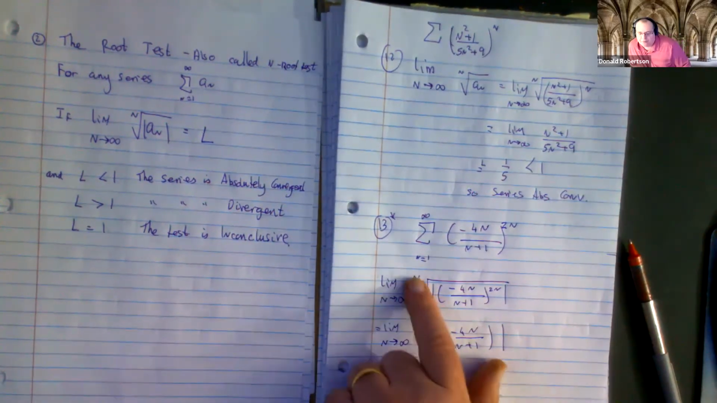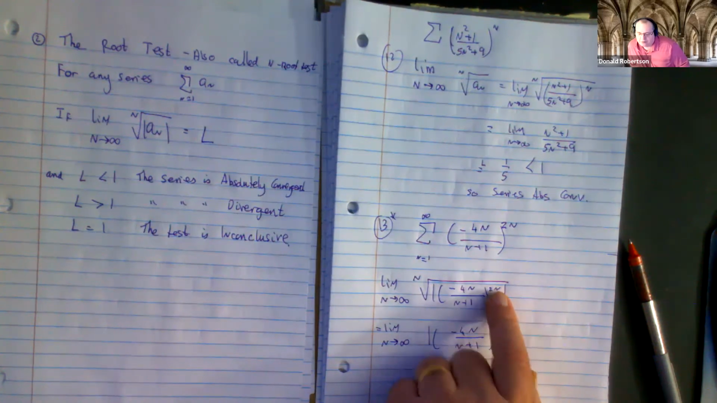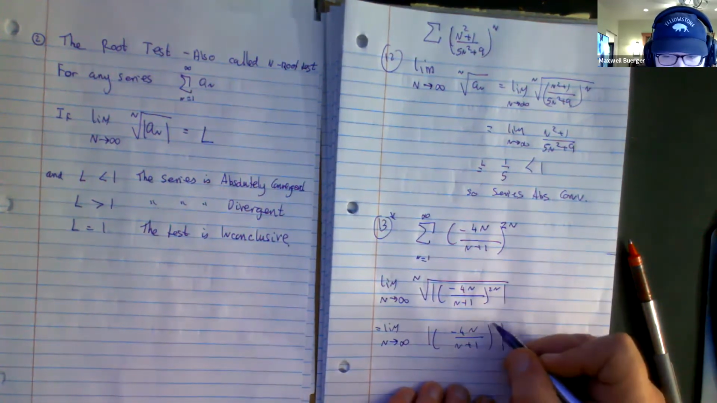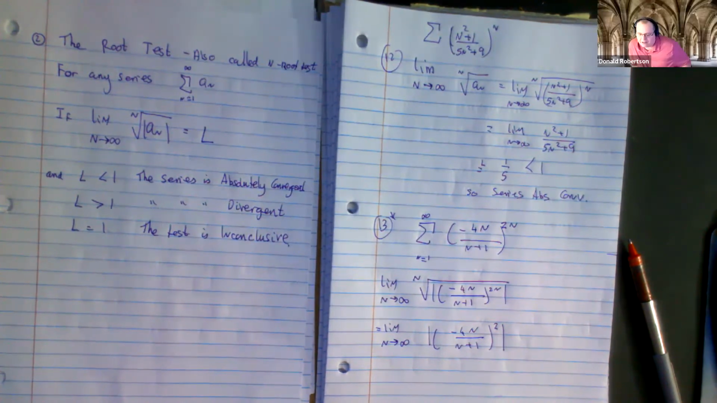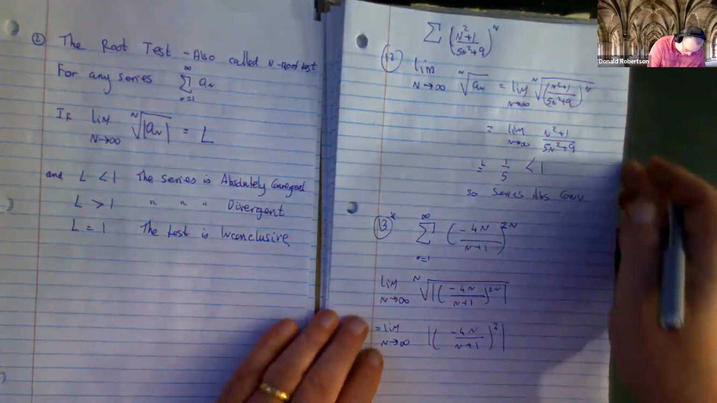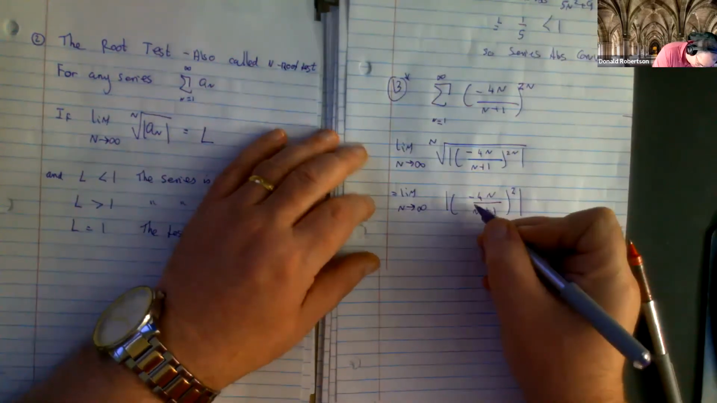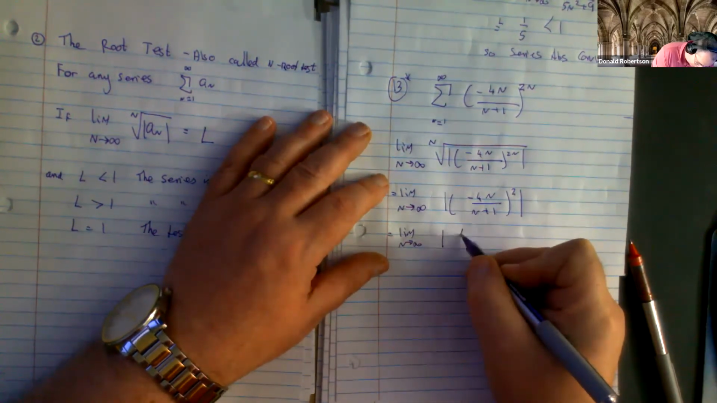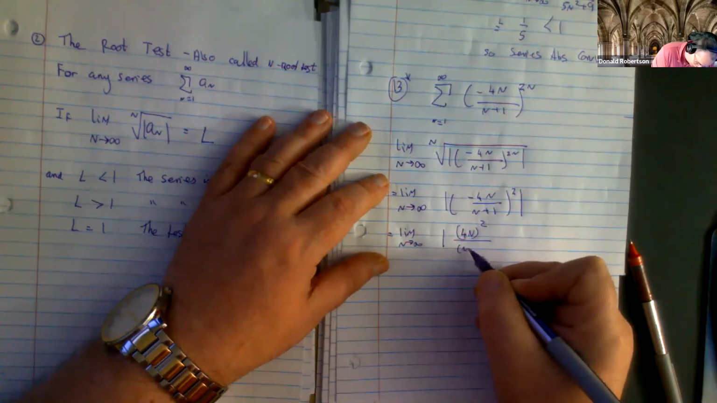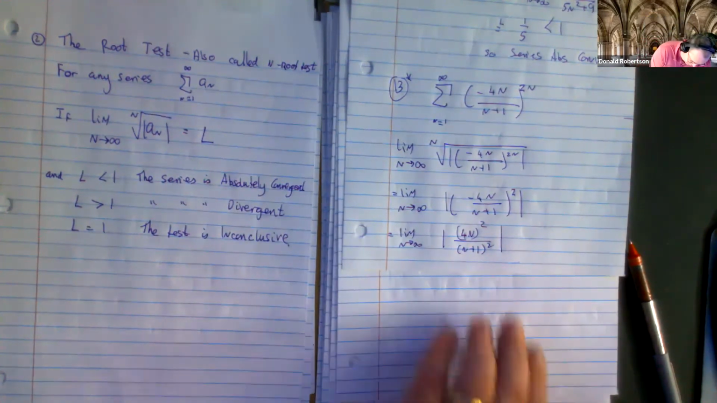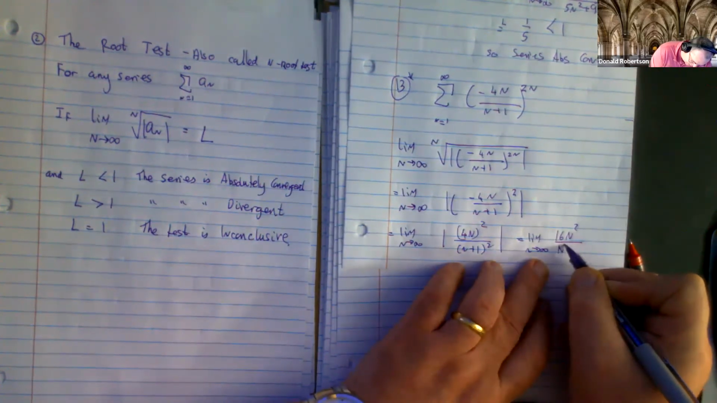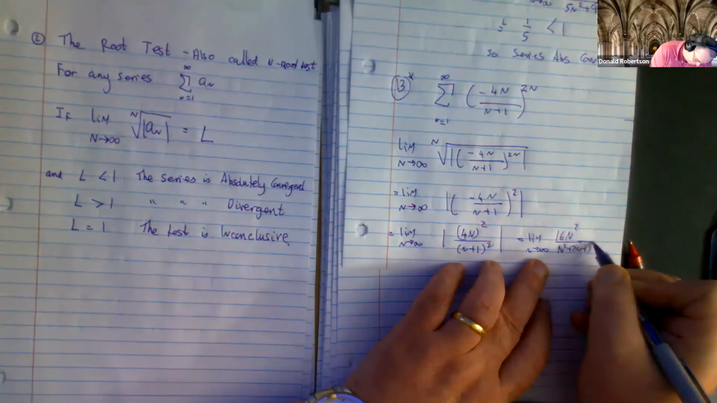If you take the nth root of something raised to the power of 2n, what power do you get left over? 2. Right? So far, so good. Now, technically, this absolute value is helpful, but it's only because that's a negative. So if we take care of the absolute value part by making that negative positive, we can rewrite this thing as 4n squared over n plus 1 squared, right? Which is the limit as n tends to infinity of 16n squared over n squared plus 2n plus 1. Right, I've just foiled it out.